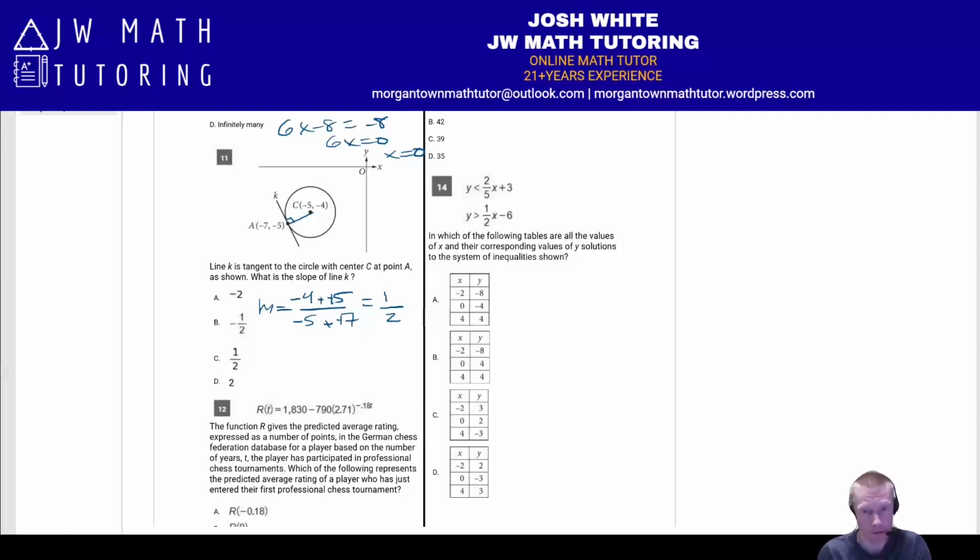And now I need the opposite reciprocal of that. So I flip it, I put the 2 on top, 1 on bottom, and I make it negative since the original slope value is positive. So the correct answer for A is going to be negative 2.